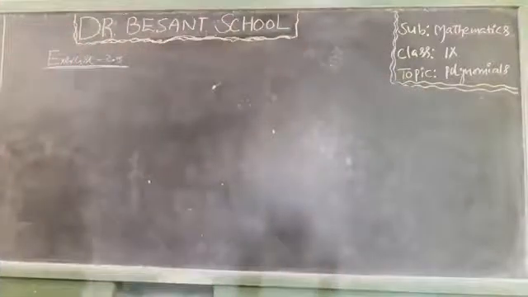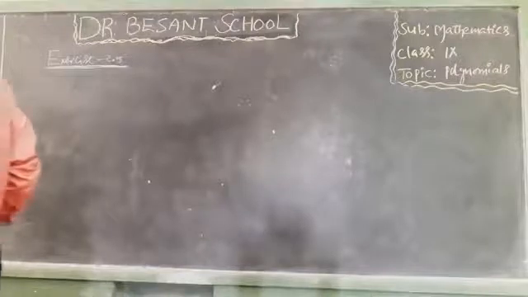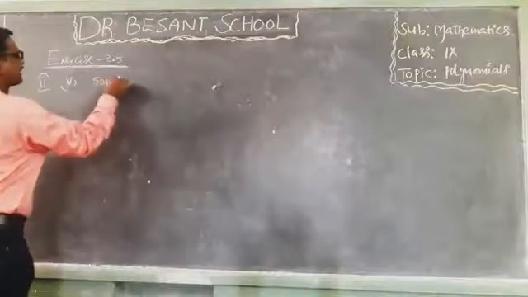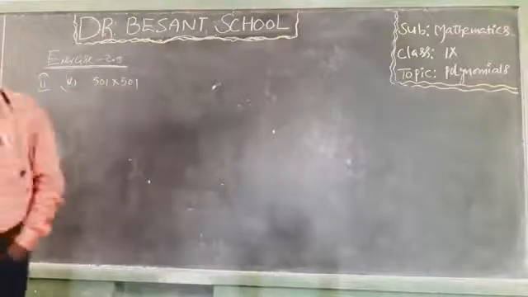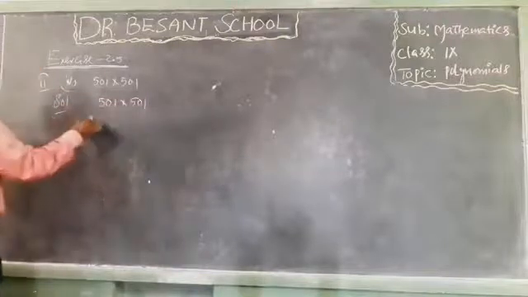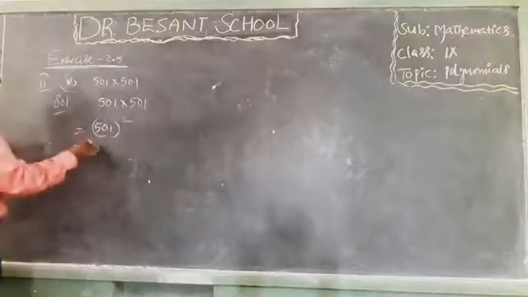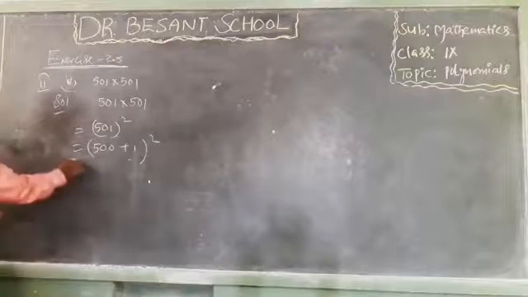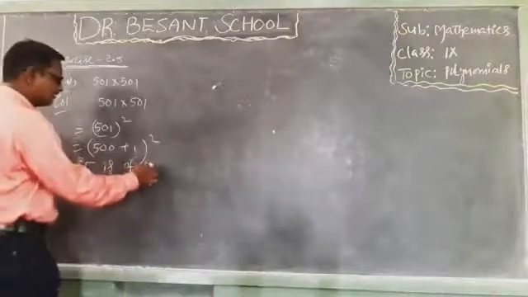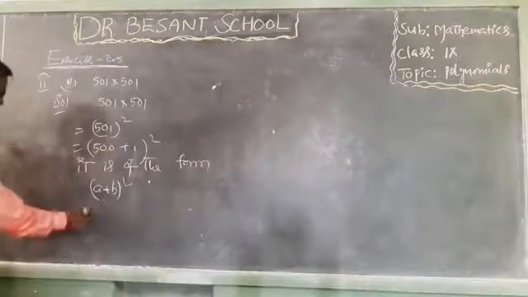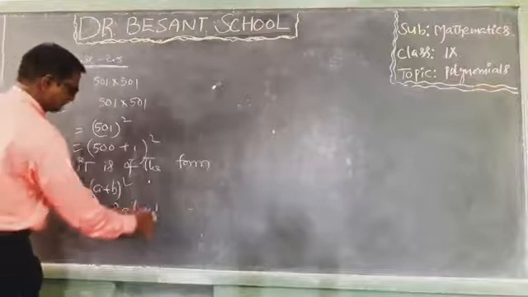Children, you verify. Let me explain. Third one, fourth one from the second problem set: 501 into 501. How will we write this one, children? It is 501 into 501, which can be written as 501 whole square, meaning 500 plus 1 whole square. It is of the form a plus b whole square. Its formula is a square plus 2ab plus b square.